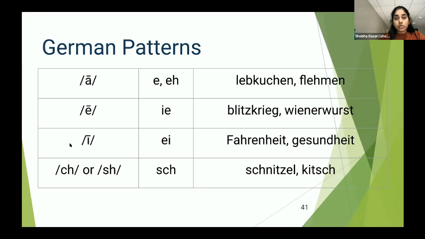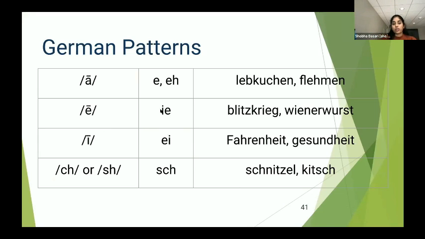Next example, these two can sometimes get a little bit confusing. If you have the E sound in German, it's spelled I-E. If you have the I sound in German, it's spelled E-I. The way I remember it is that the second letter is the letter that is said. So with I-E, E is the second letter that's said, so that's the sound I-E makes. And same thing for E-I: I is the second letter, and so E-I makes the I sound.